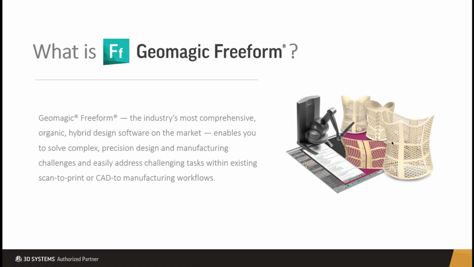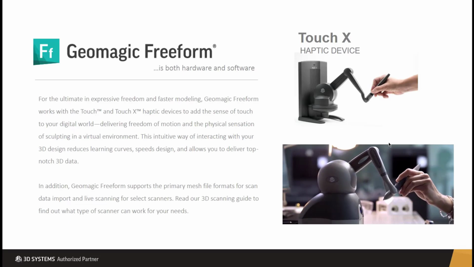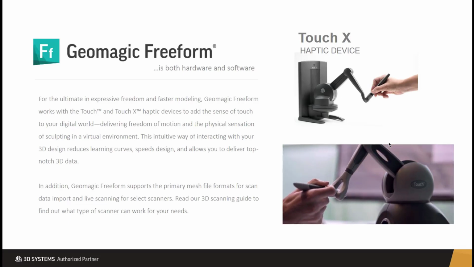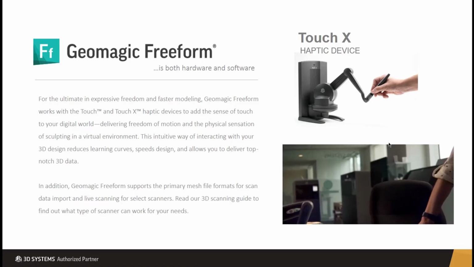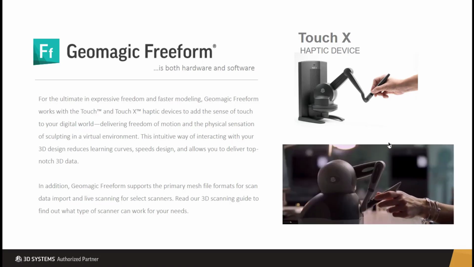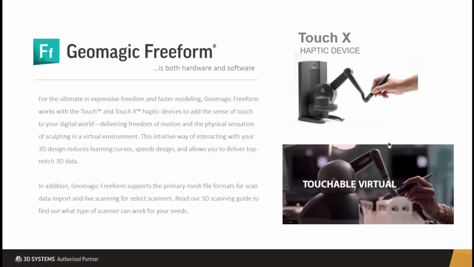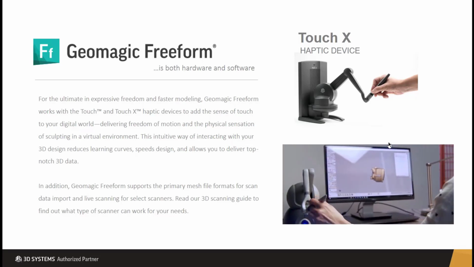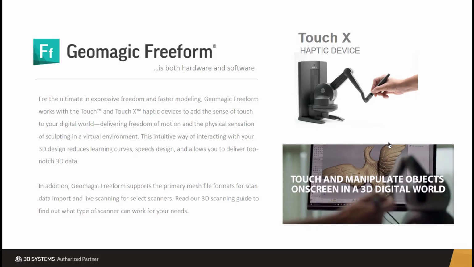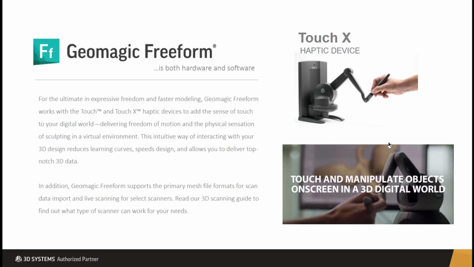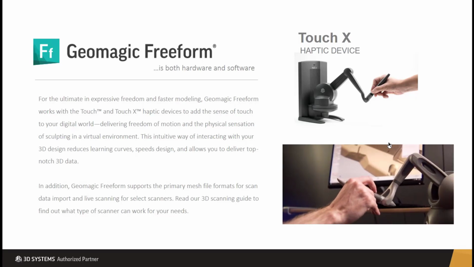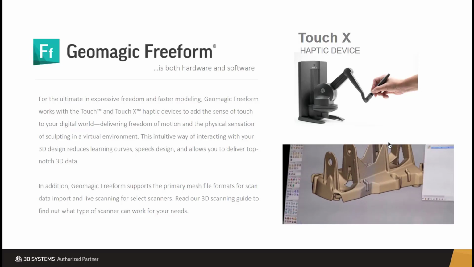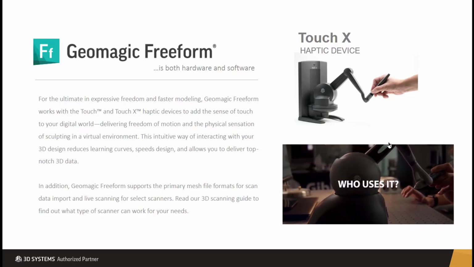So when we sculpt something with Freeform, we're usually trying to create a physical object, where some other softwares on the market are not designed for actually manufacturing, or they're usually designed around creating visualizations on computers for animations and things like that. So Geomagic Freeform, the product, is actually both a hardware and a software component to it.